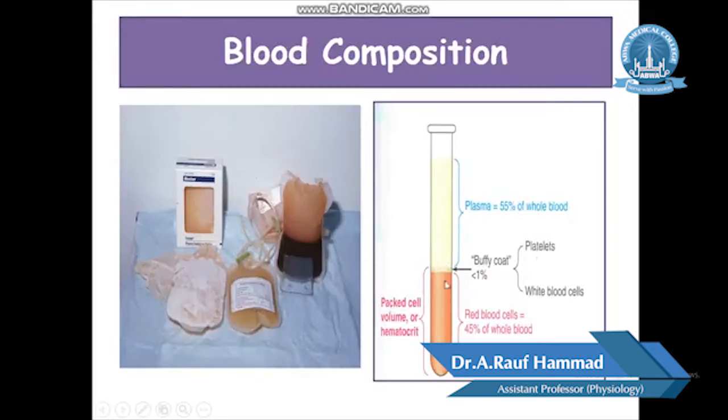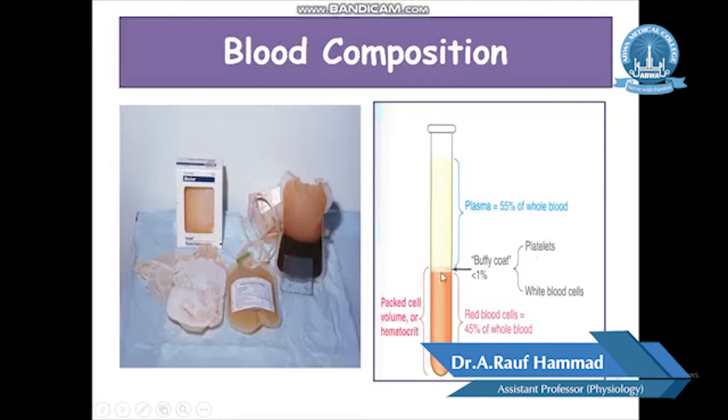And in between, there is a buffy coat, which accounts for less than 1%, and it is of platelets and white blood cells. So platelets and white blood cells account for less than 1% of the total blood volume in the test tube. Almost 55% is the plasma and 45% is of red blood cells.